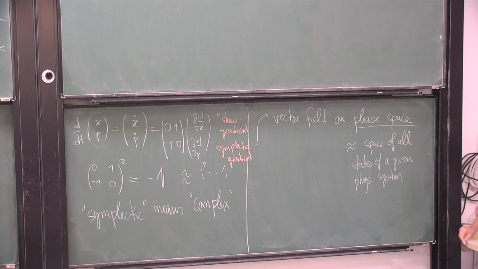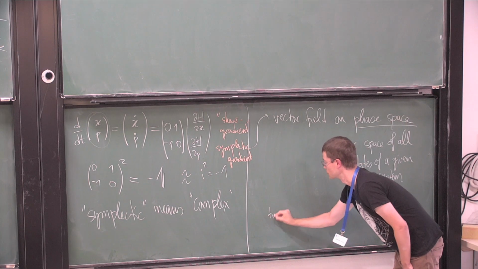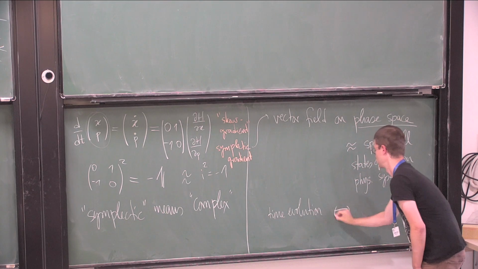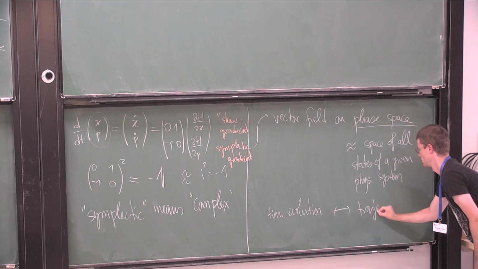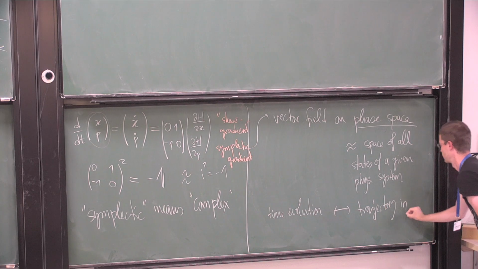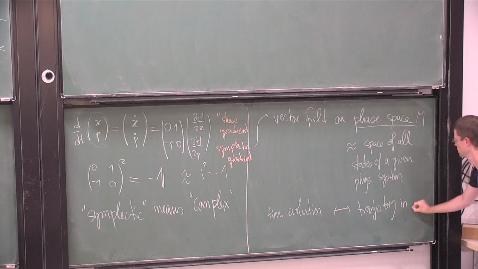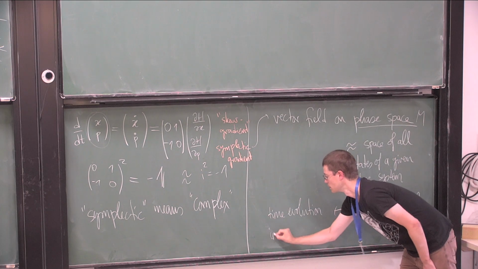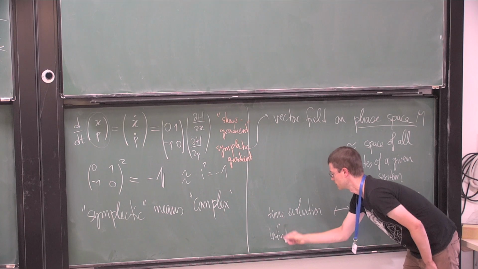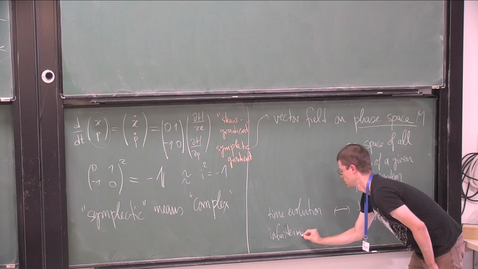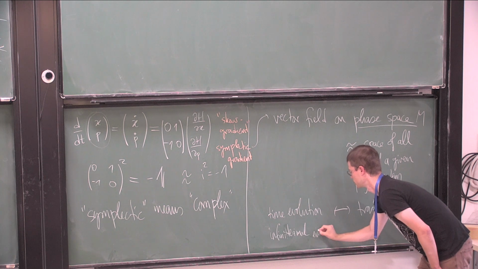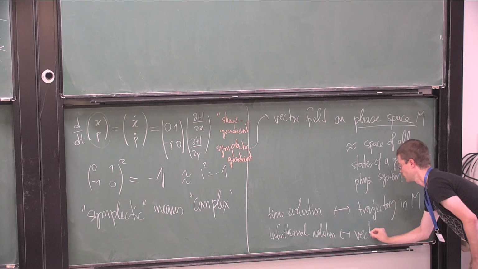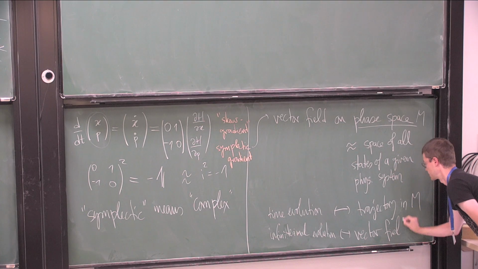And then time evolution corresponds to a trajectory in this phase space, let's call it M. And infinitesimal evolution will correspond to some vector field, and actually it will be such a symplectic vector field.